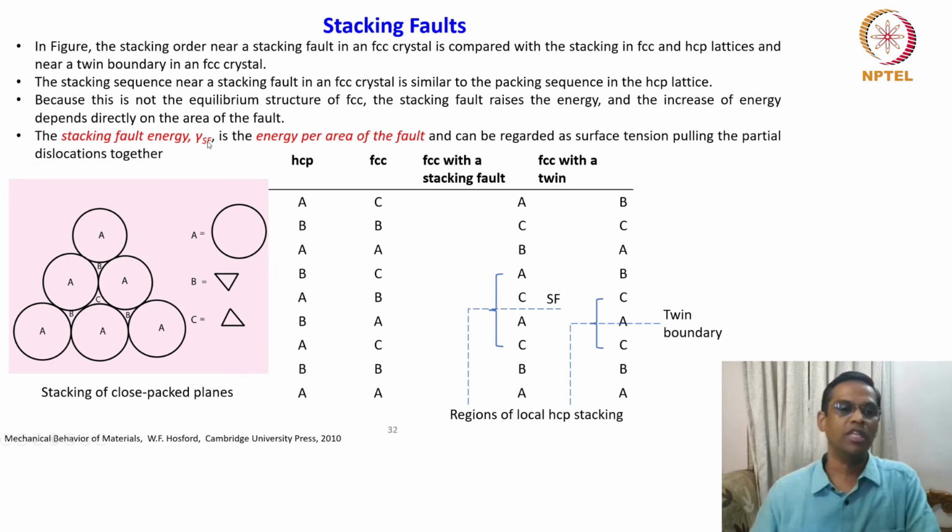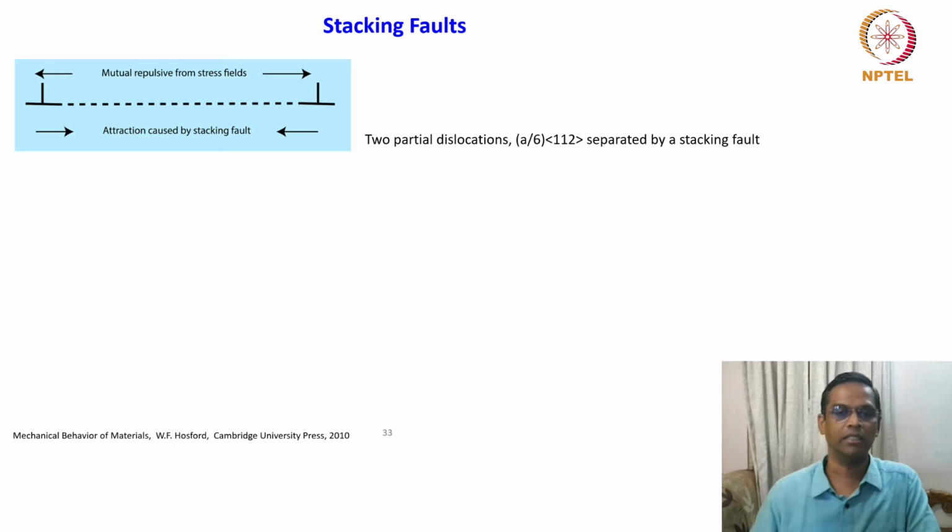So that is the only difference between considering an individual dislocation versus a stacking fault region. The stacking fault energy, gamma stacking fault, is the energy per area of the fault and can be regarded as a surface tension pulling the partial dislocations together. This is another nice way of connecting things. Now that we are familiar with the stress field around edge dislocations and how it is going to affect things, we can easily recognize this. These are two edge dislocations of the same sign. So there is a mutual repulsive force from each stress field, and an attraction caused by the stacking fault.